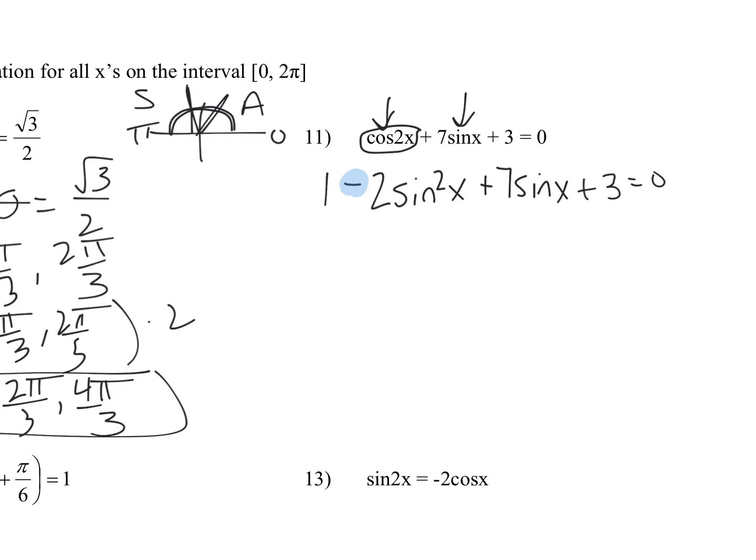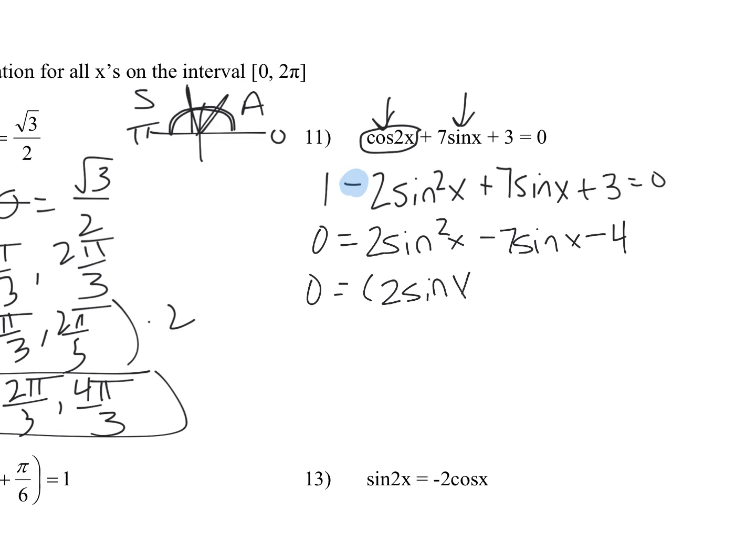So here's what I'm going to do. I'm going to move the entire equation over to the right-hand side so that I change all the signs at the same time. So 2 sine squared x minus 7 sine x, negative 7 sine x. And then when I combine the 3 and the 1, this becomes a minus 4. So this problem is a lot easier to factor in that I get 2 sine of x plus 1 and sine of x minus 4. Oops, I already have the 0.